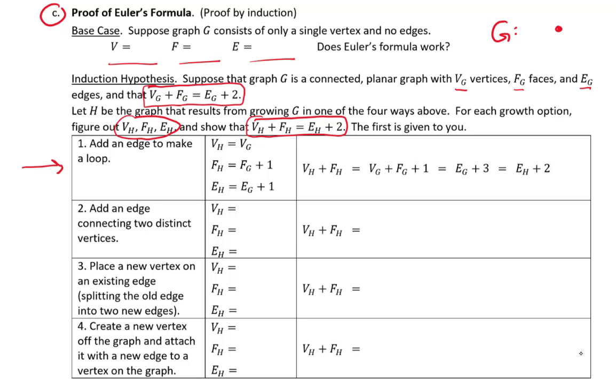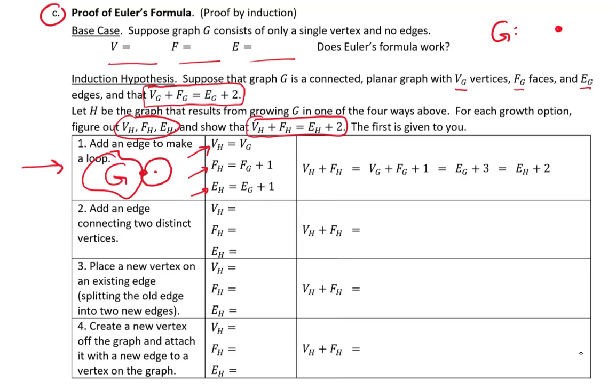Let me show you how to step through this part number 1. Let's suppose that we add an edge to make a loop. So my graph G, it's some abstract graph, but it has a vertex, and I just add an edge to that to make a loop. Notice that V sub H, the number of vertices in H, hasn't changed. I haven't added any vertices, so that's the same as the original G. The number of faces in H is 1 more than the number of faces in G, because this face on the inside of that loop was added. And the number of edges in H is 1 more than the number of edges in G, because I just added that new loop.